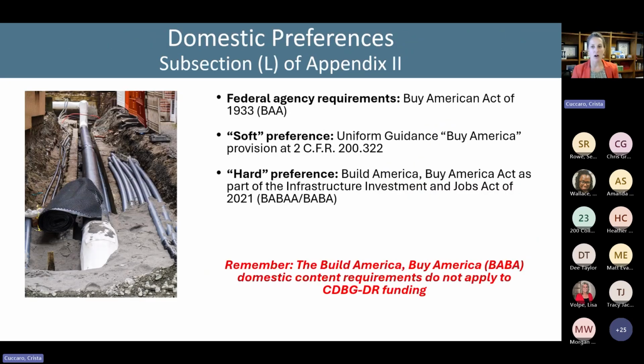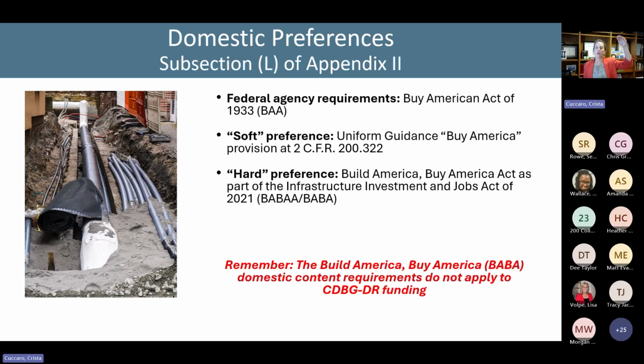All right, moving on from labor standards, now let's talk about domestic preferences. We find language in subsection L of Appendix 2, our contract clauses, that encourages the use of domestically produced materials. So you've probably heard of BABA. I mentioned it earlier, but you're probably familiar with it in other contexts. The Build America, Buy America Act was part of the Infrastructure Investment and Jobs Act of 2021.